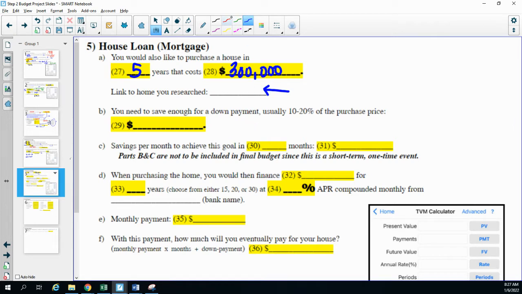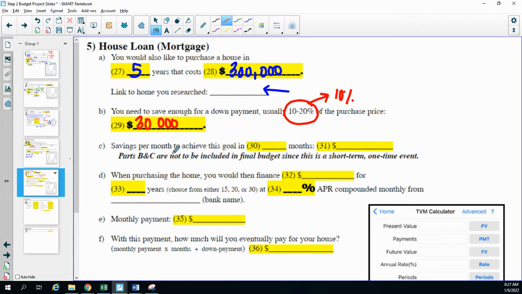So when you're buying a house, you usually want to do a down payment of somewhere between 10 to 20%, or try to plan for that. So pick that. For this $300,000 house, I'm going to do 10% of it. So I'm going to say that I would like to save about $30,000.